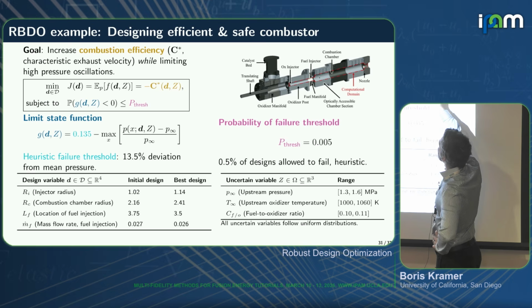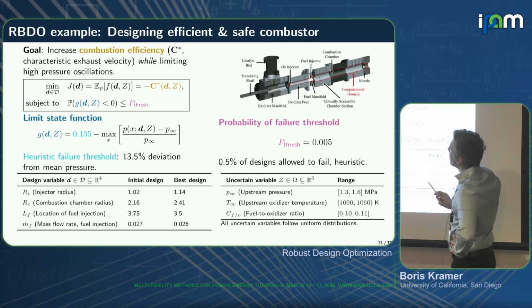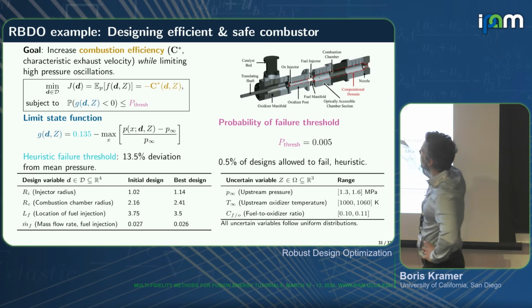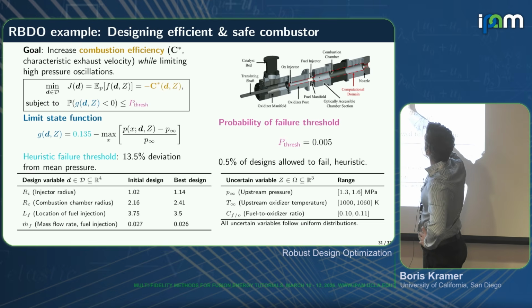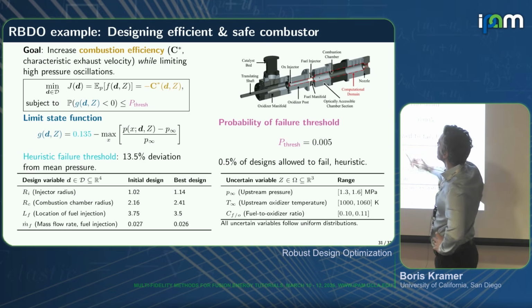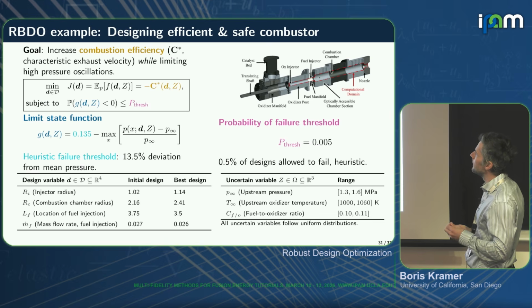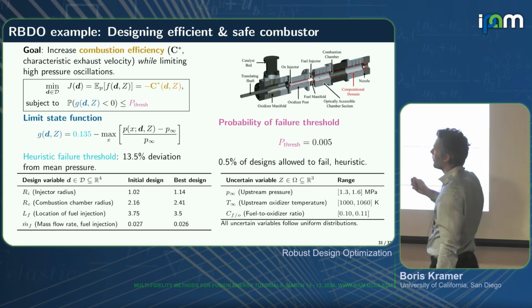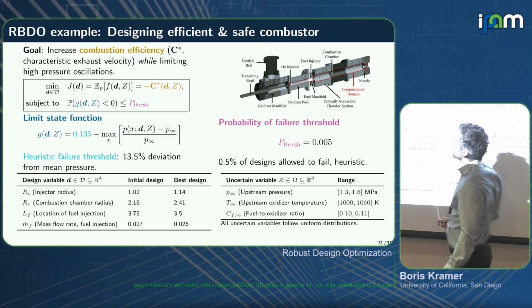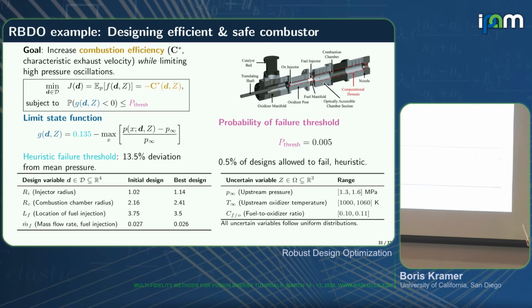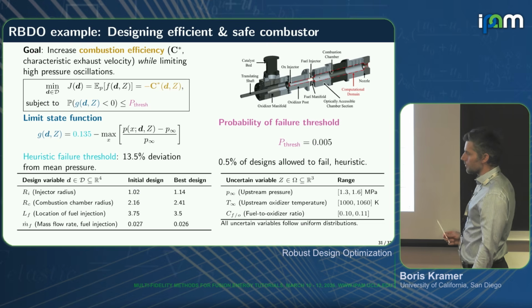The reaction that happens in here is quite sensitive to the length of this oxidizer post. So in the experiment, they had a translating shaft where they could change the length of that oxidizer post a little bit. The goal of the optimization was to increase combustion efficiency, measured by a value called C star, a characteristic exhaust velocity, while also limiting pressure fluctuations.